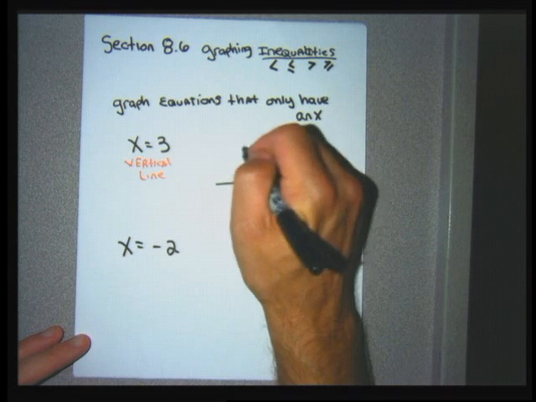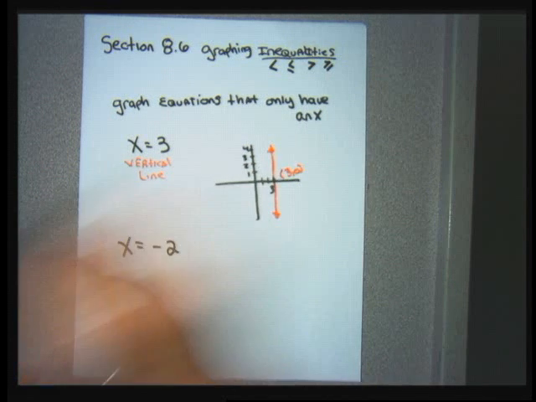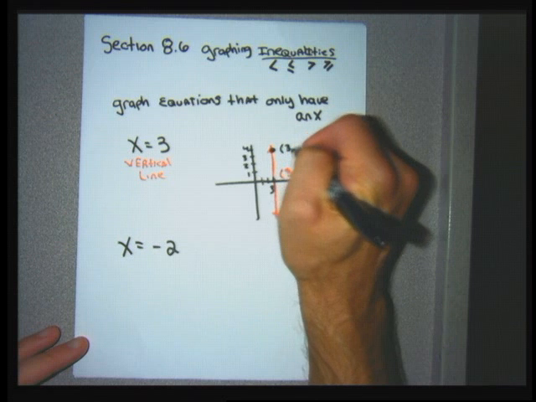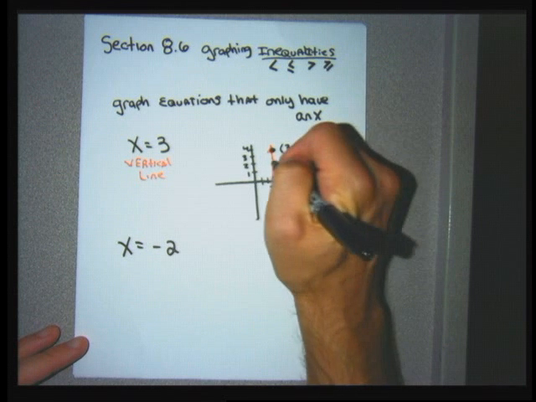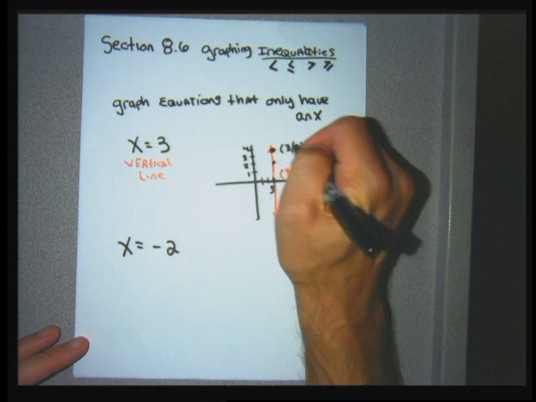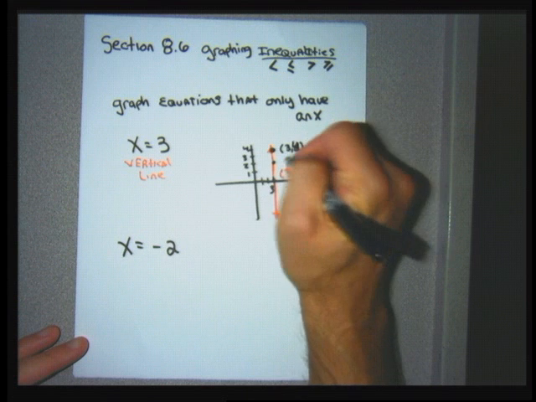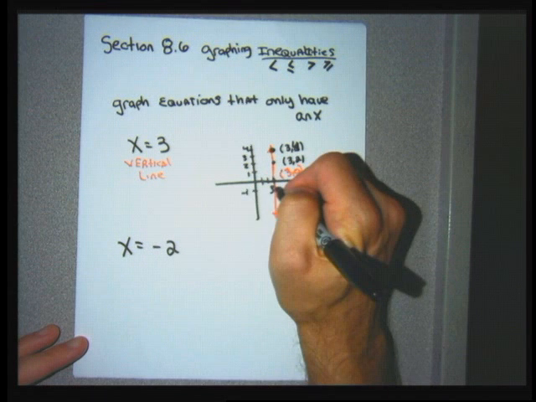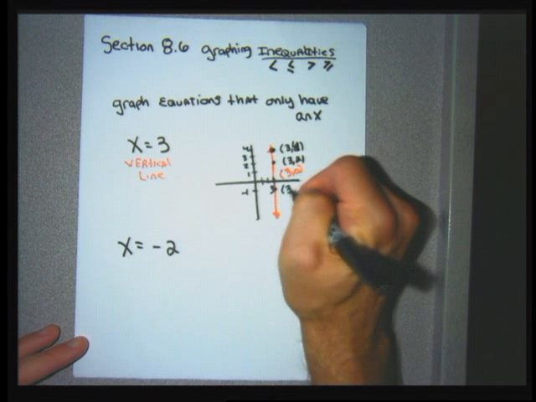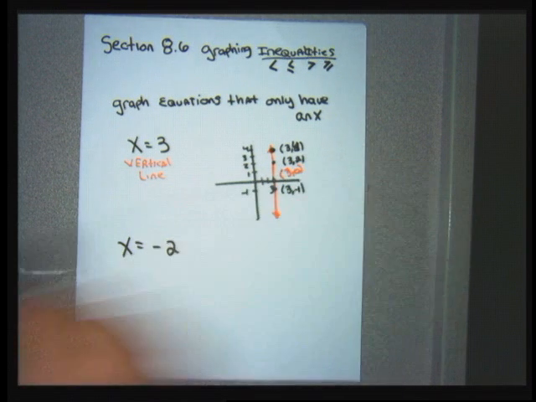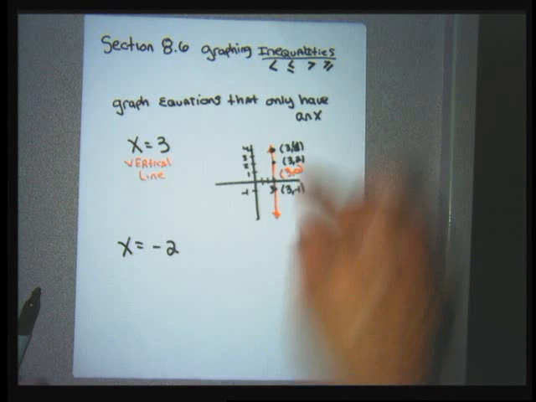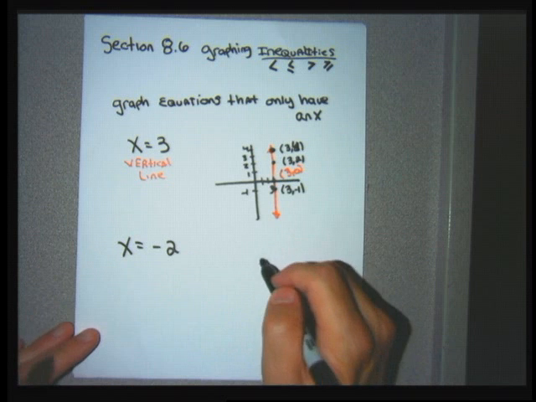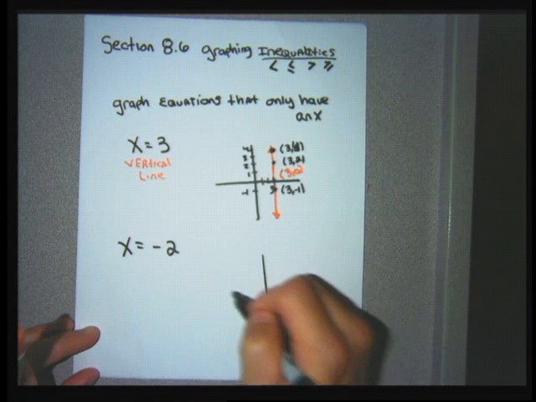And just to make sure you remember why we call this the line x equal 3, it's because no matter what point I mark on this line, say the point 3, 4, the point 3, 2, maybe the point 3, -1, the reason we call this the line x equal 3 is because every single point on the line has an x coordinate of 3.